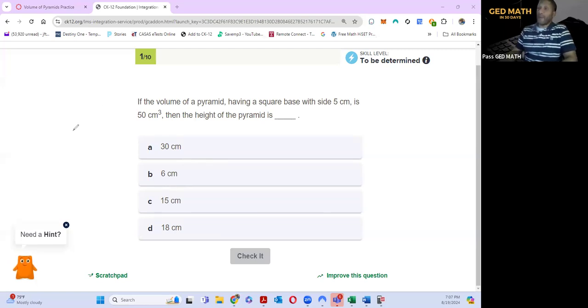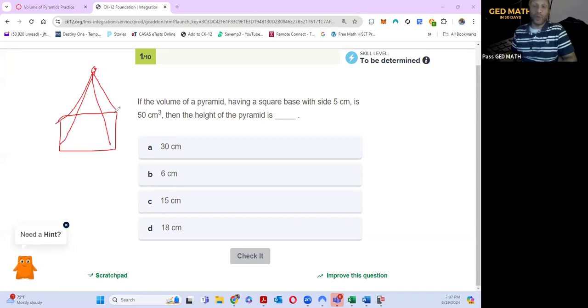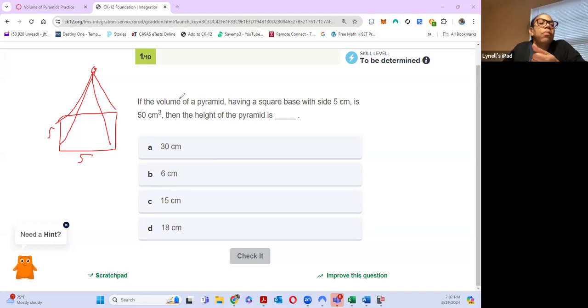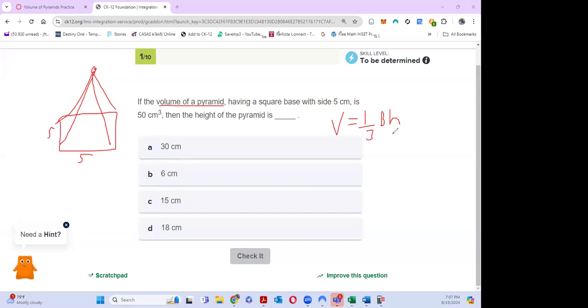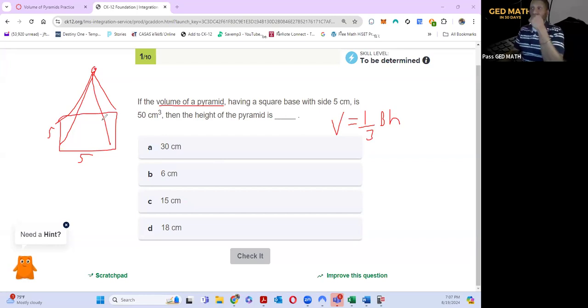Okay. Square base. So what do I know about a square? All sides are equal. So if they said the square base with 5, I know this side is 5, this side is 5. Does everybody understand that? I know the volume of a pyramid equals 1/3 area of the base times the height. If both my sides are 5, what's my area of the base? 25. So I got V equals 1/3 the area of the base, which is 25.